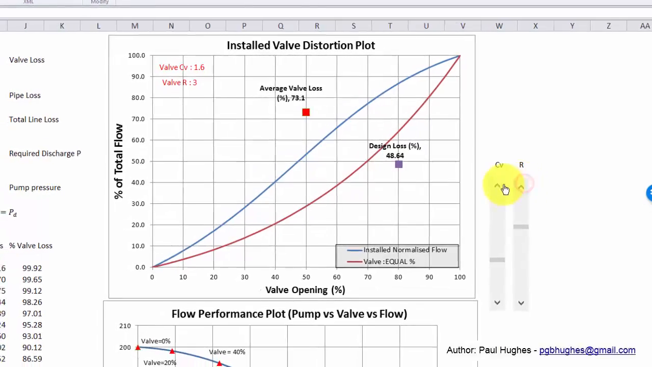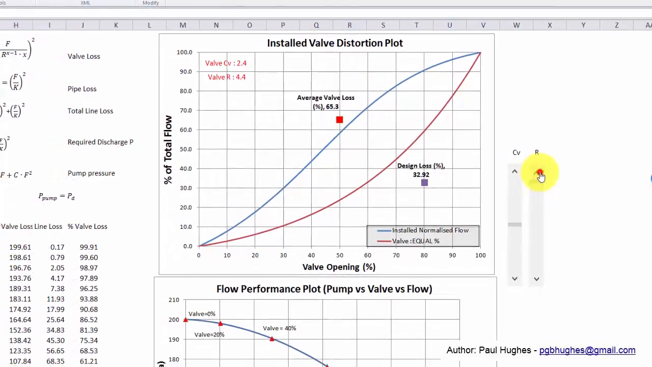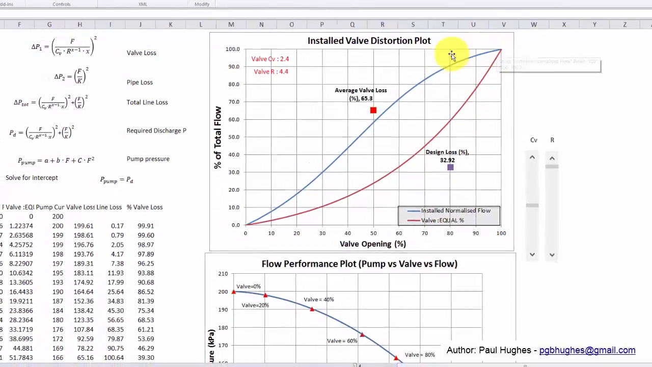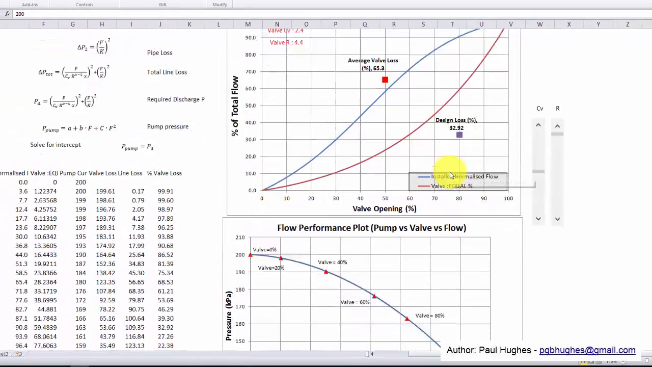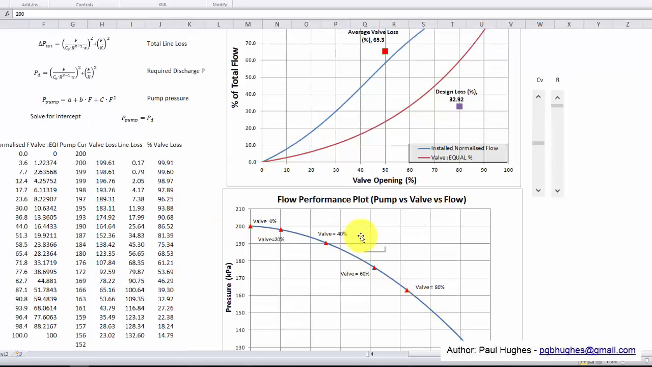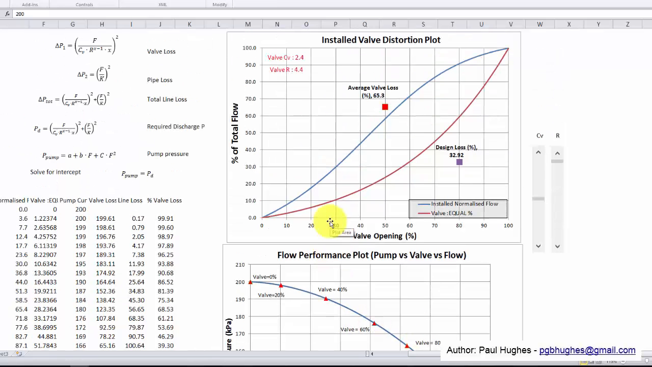So as you can see, we can actually get to a point where we can design for an almost linear installed characteristic with about 30% loss over the valve, which gives you linearity for most of your flow. So this is the importance of selecting a valve, keeping in mind the actual total installed characteristic.